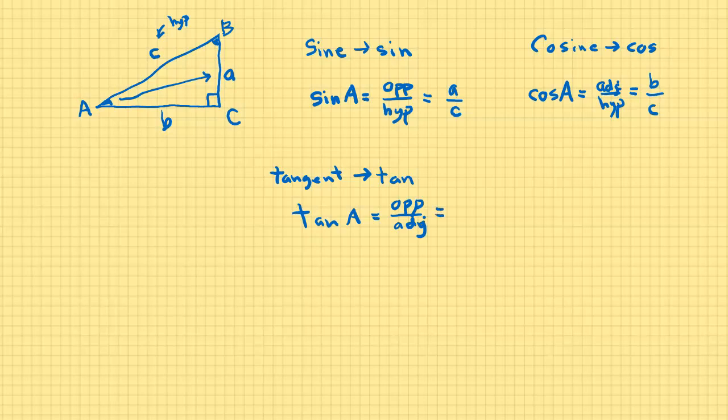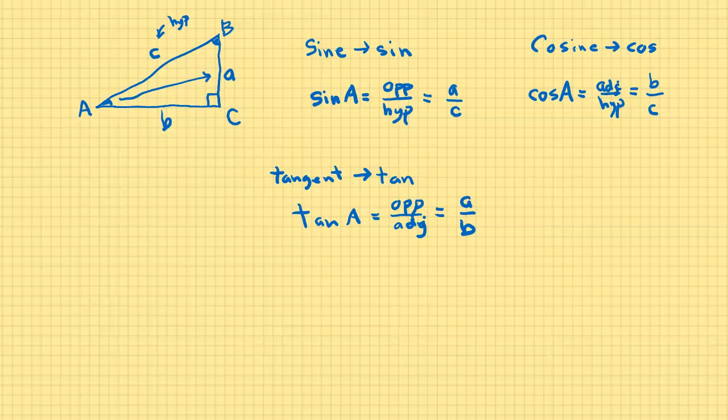So if we're at angle A here, the tangent is going to be the opposite, which is a, divided by b, the adjacent side. a divided by b. So those are the three trigonometric ratios.